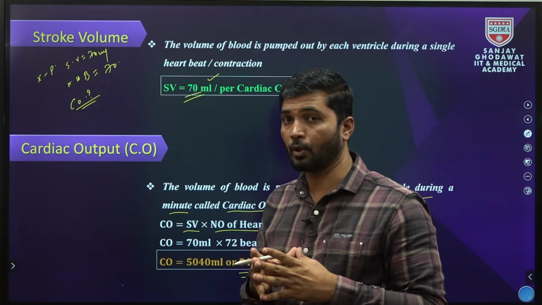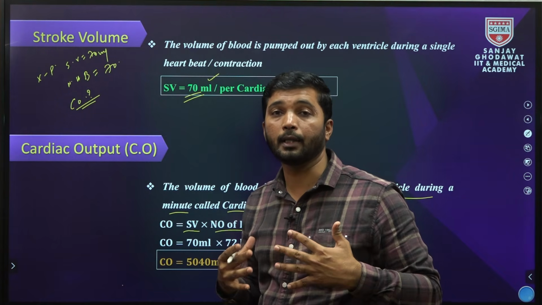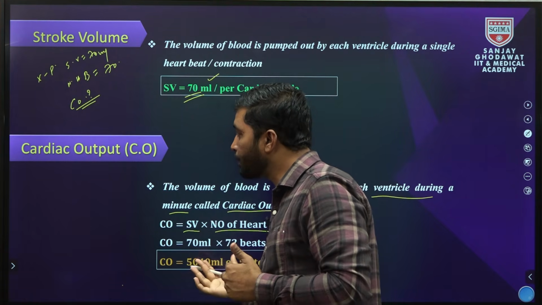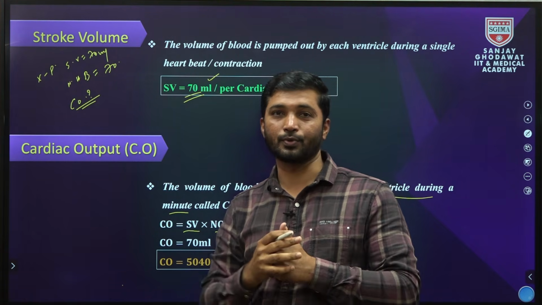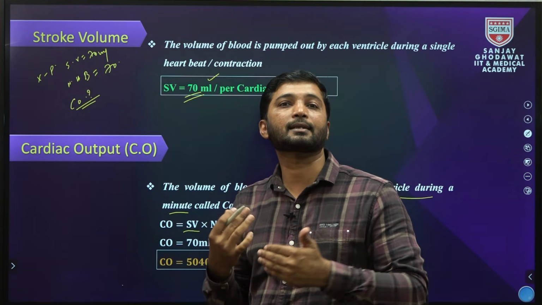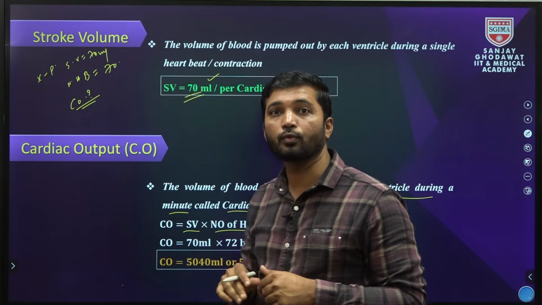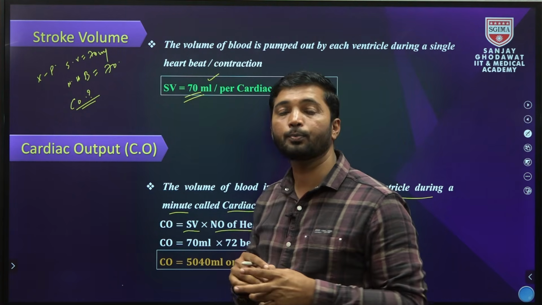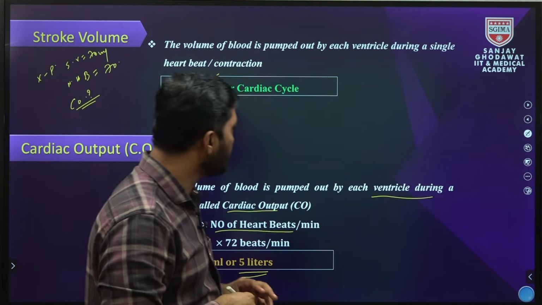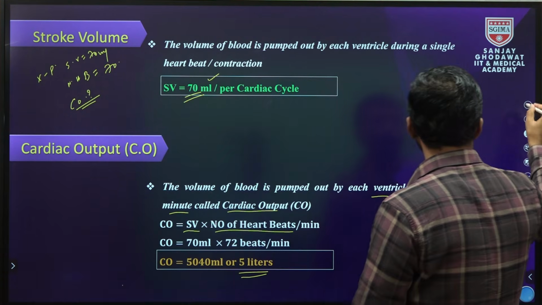And one more important point about stroke volume and cardiac output: we have the ability to alter the stroke volume, heartbeats and cardiac output. Due to regular exercise and practicing yoga, we can change our stroke volume, cardiac output and the number of heartbeats. That is objective-wise important, and finally the cardiac cycle is closed.